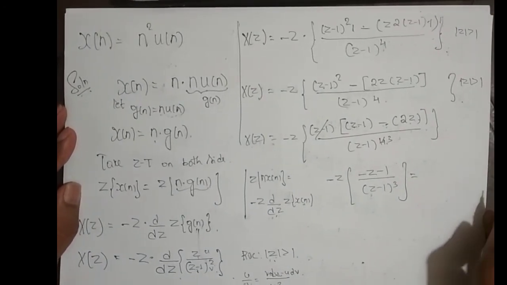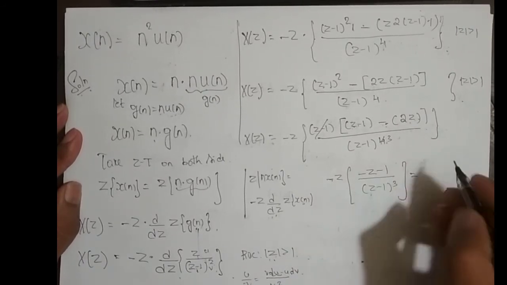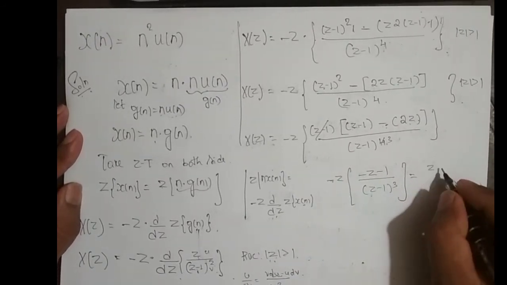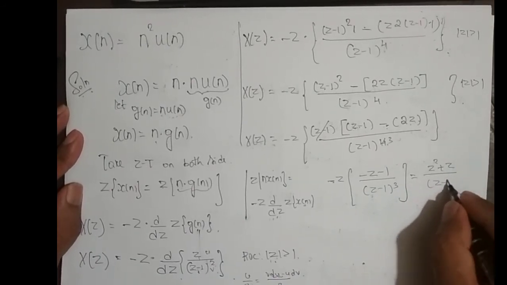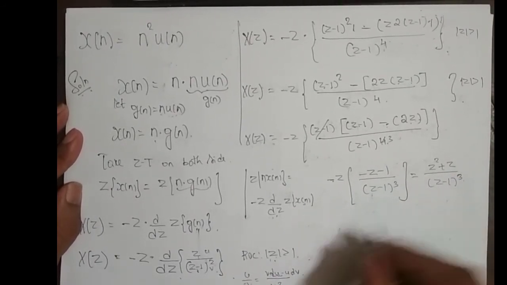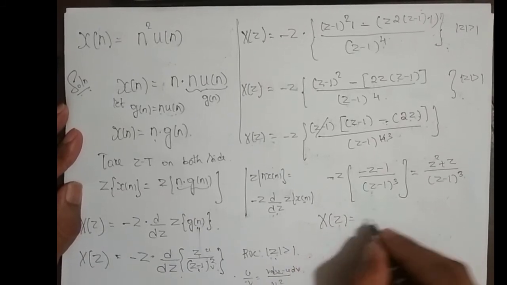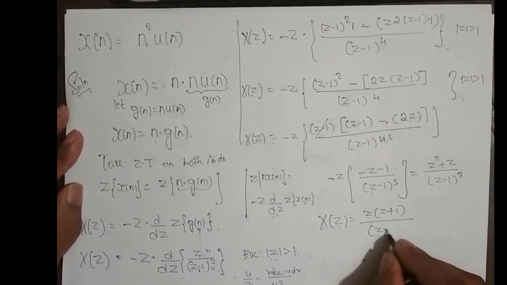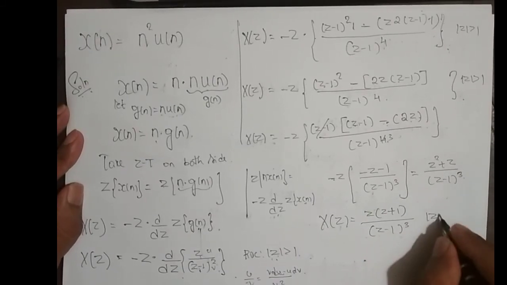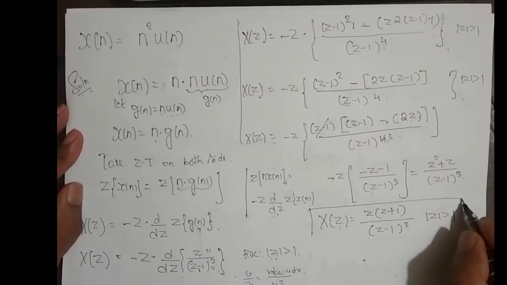So this is equal to, if I take this minus inside, (z square plus z) whole divided by (z minus 1) whole cube. If I take z common, X(z) is equal to z into (z plus 1) whole divided by (z minus 1) whole cube, with ROC magnitude of z greater than 1.